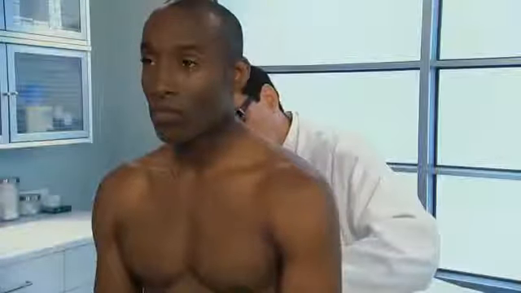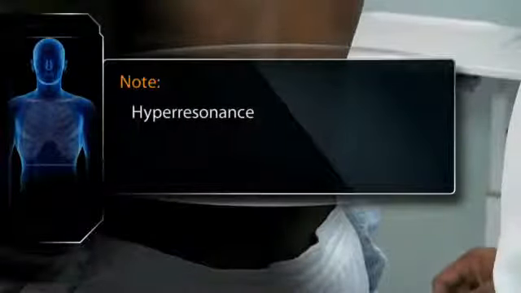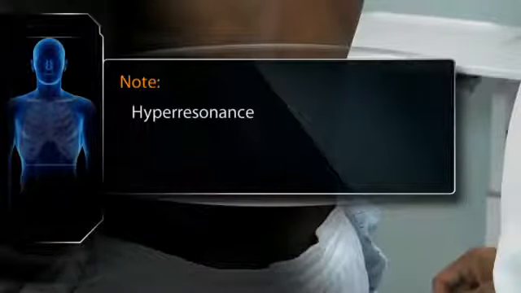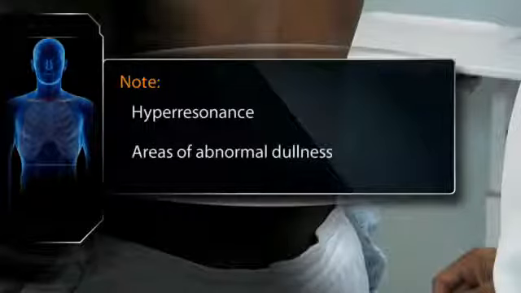Percuss down the chest wall from the apices to the bases of the lungs. Listen to the intensity, pitch, and duration of your percussion notes, and note the sense of vibration. Identify the type of notes you are hearing. Normal lungs are resonant. Hyperresonance suggests COPD from alveolar air trapping and delayed expiration. Note any areas of abnormal dullness, suspicious for underlying effusion.